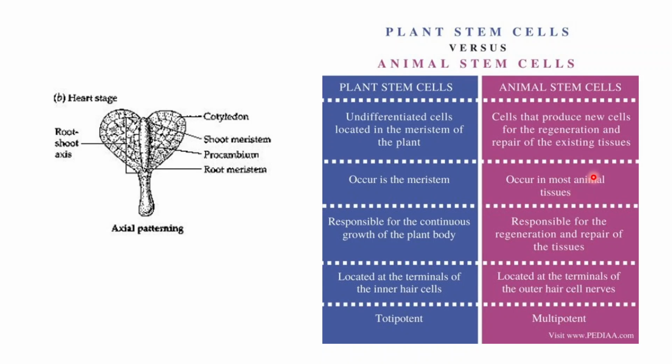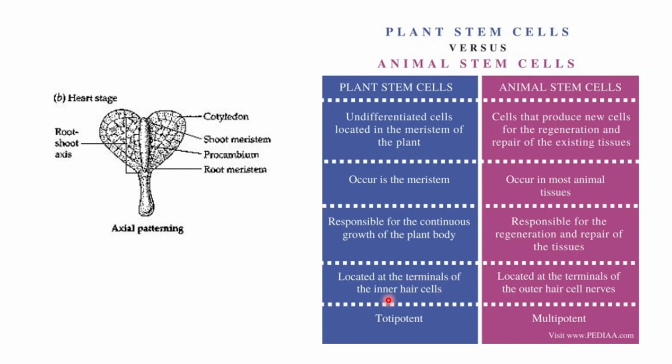So we have what we call tissue resident stem cells, wherein each organ, and almost all organs, have their own kind of stem cells which can help them in repair and regeneration. Plant stem cells or meristem are responsible for continuous growth of the plant body, whereas animal stem cells are mainly responsible for regeneration and repair.